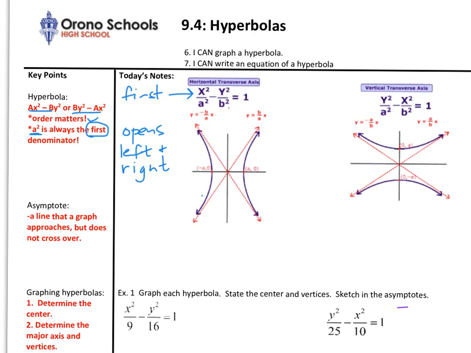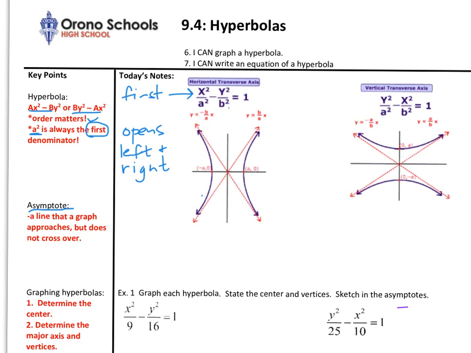Also, something to note in here, we've got those diagonal lines that are in red. Those are called asymptote lines. I know, what a weird word. An asymptote line is a line that a graph approaches but doesn't cross over. Please add that to your note packet.